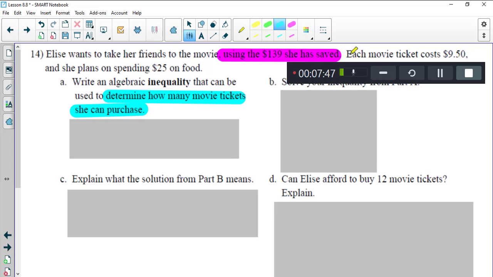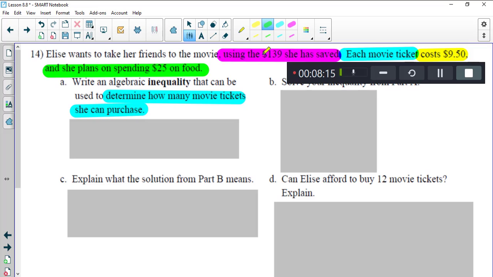We know that each movie ticket, and don't forget we're going to use a variable to represent that, perhaps t, to represent each movie ticket, costs $9.50. So right now I'm thinking $9.50 t. We also know that she's going to spend $25 on food. So $9.50 for each movie ticket, t, plus 25 is what she's going to spend. And we know that she has $139 saved.